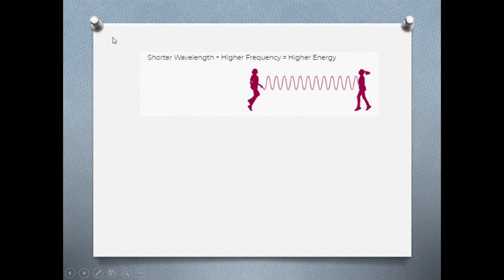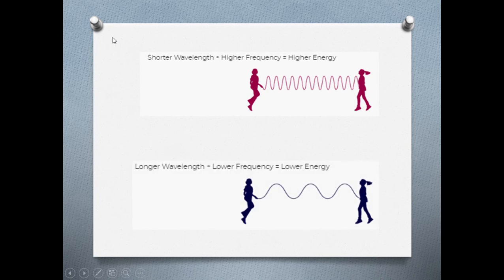Again, here we have something very interesting to analyze. If we have a shorter wavelength plus a higher frequency, we're going to have a higher amount of energy, just like you can see in the example right there. One of the girls is quickly moving the jumping rope in order to generate this high energy with short wavelength and a high frequency.